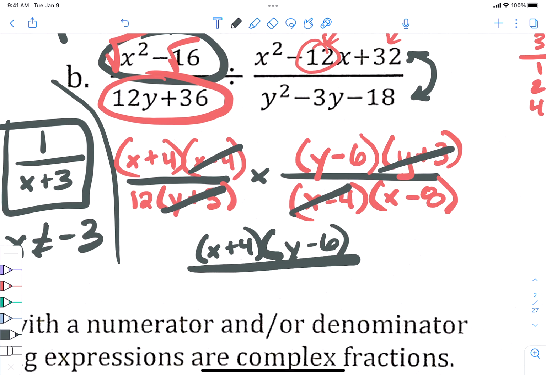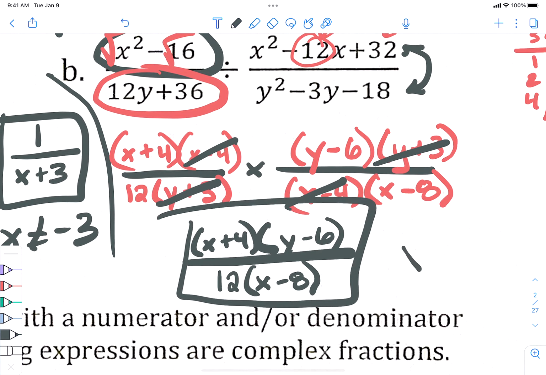What's on the bottom? 12x minus 8. 12, parentheses, x minus 8. You betcha. That's it? Done? Yep, done. What can x not be? 8. On the bottom. But x can't be positive 8 because that would give me 0 on the bottom. It's like setting the bottom equal to 0, right?